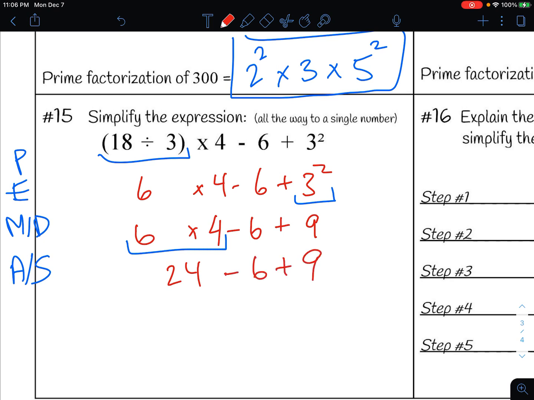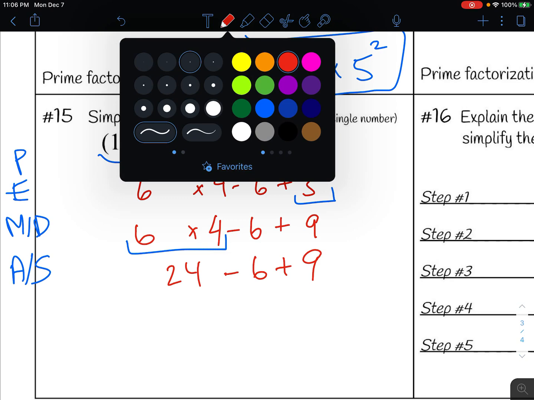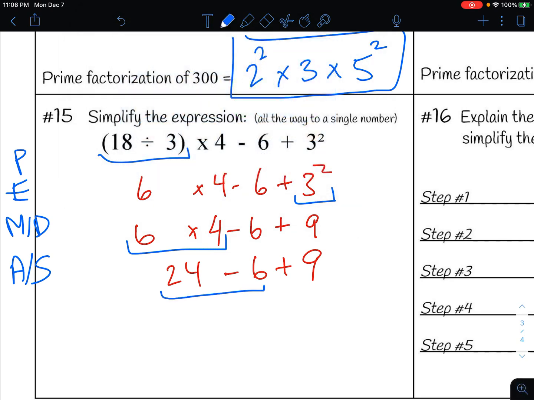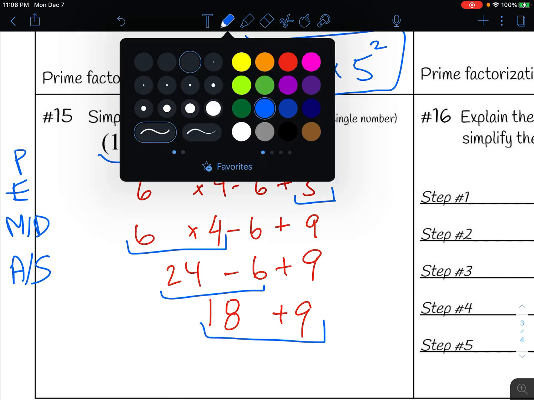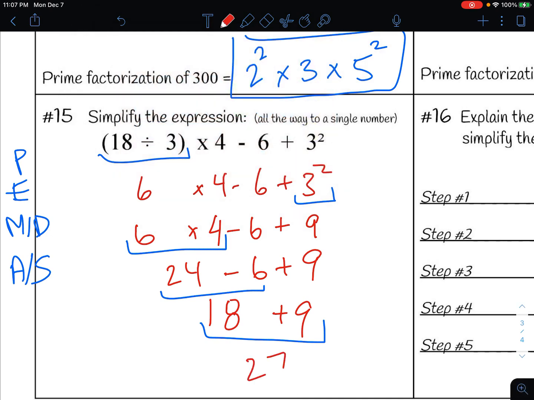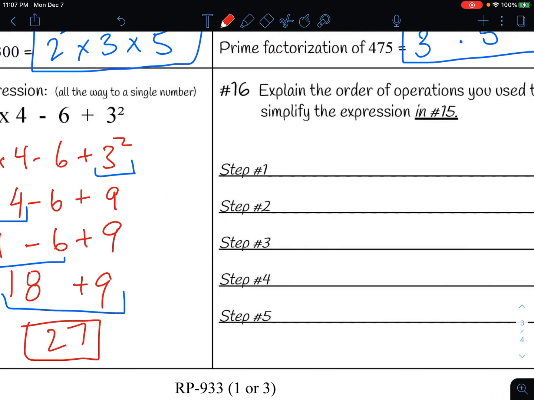Now, any more multiplication and division? I see none. We do have addition and subtraction. We do not add first, just because we see the A first. We're adding and subtracting together, so we go from left to right. So 24 minus 6, and then you add 9 afterwards. So let's do 24 minus 6. And 24 minus 6 is 18. And then let's bring down the plus 9. 18 plus 9. I'm good at this. That's 27. Bingo. That's it. Box your answer.